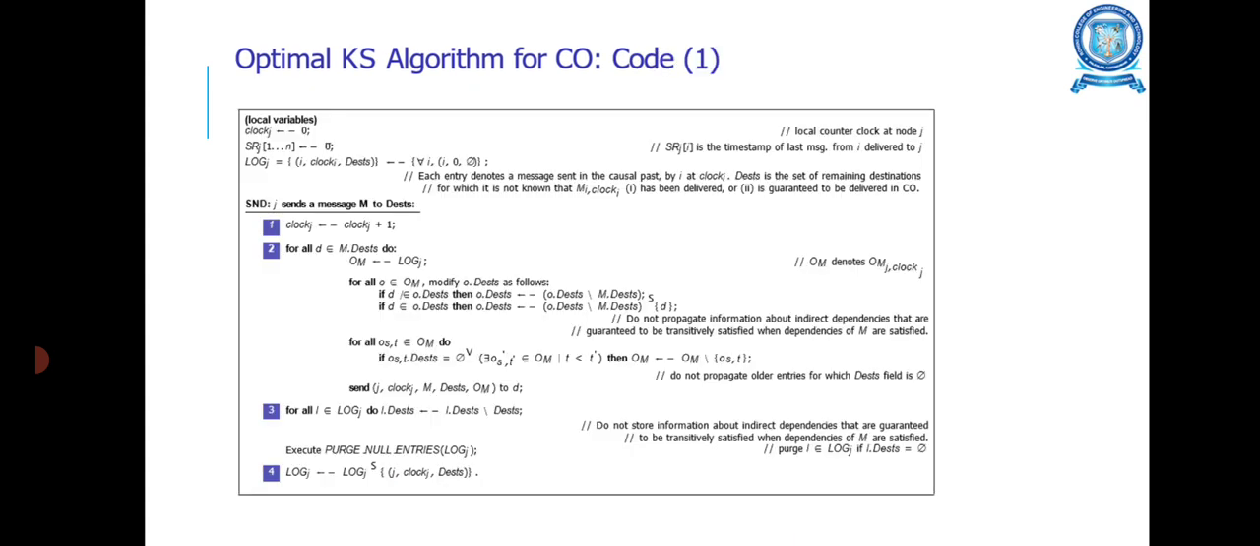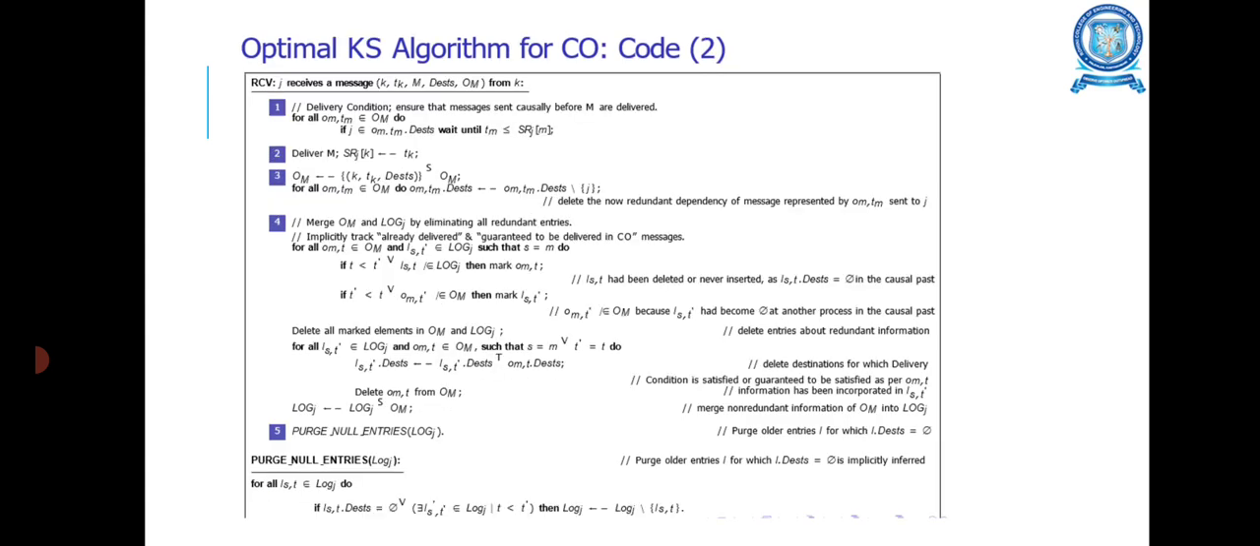Then this is the algorithm. Here, same, first the local variables are declared, then after that the send, that means sends a message M. First the clock j is defined, then after that for all D it checks the particular clock of messages, then after that for all o belongs to the particular OM, modify the receiver. After that if D j belongs to the particular o, then the receiver and the sender send the message to the particular receiver. Like this, these steps are processed in the optimal KS algorithm.